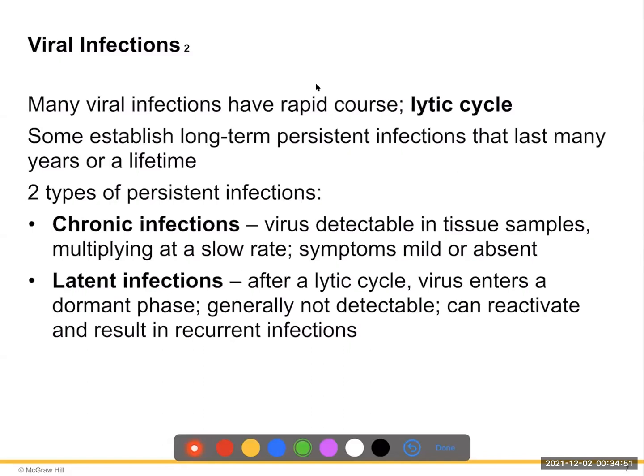There are 2 types of persistent infections. There's either chronic infections or there's latent infections. In chronic infections the virus is detectable in tissue samples, multiplies at a slow rate, and symptoms are usually mild or absent. The latent infection, after the lytic cycle, the virus enters a dormant phase where it just kind of lives somewhere where it's hidden from the body. Generally not detectable, it can reactivate and result in recurrent infections. As we talked about before with herpes virus, it reactivates with chocolate, sunlight, stress, or peanuts. Those tend to bring it out. Once it's in the latent stage, it comes back out to give you your cold sores or your canker sores.